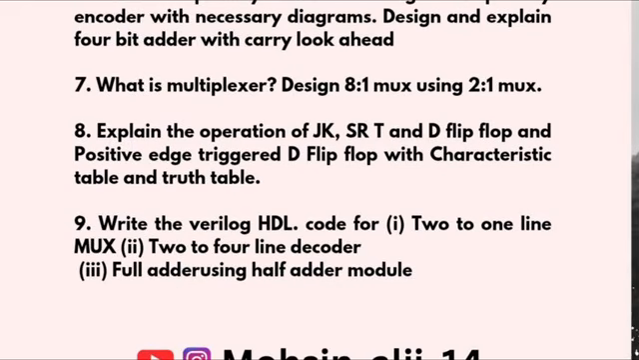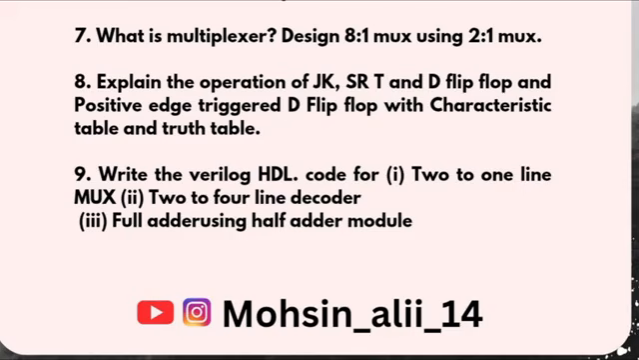Explain the operation of JK, SR, T and D flip-flop and positive edge triggered D flip-flop with characteristic table and truth table, and write the Verilog HDL code for 2:1 line mux and 2:4 line decoder and full adder and half adder module.